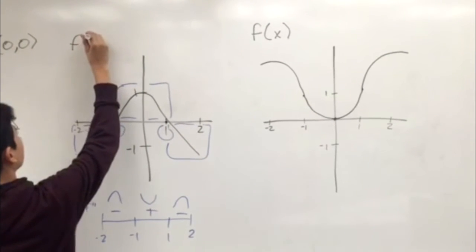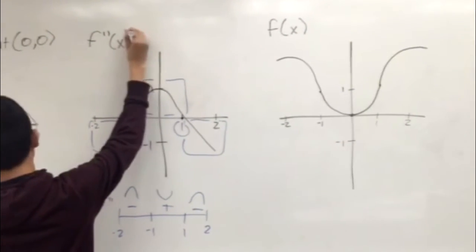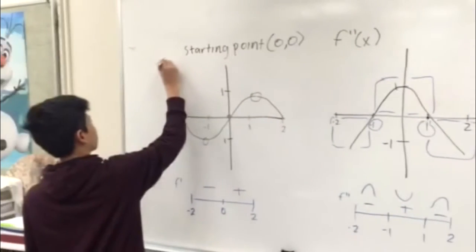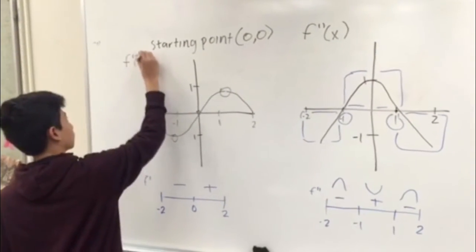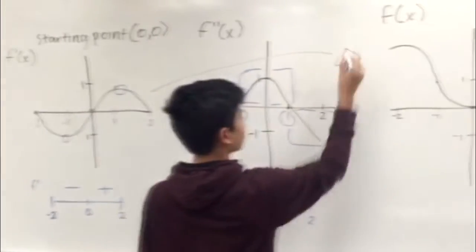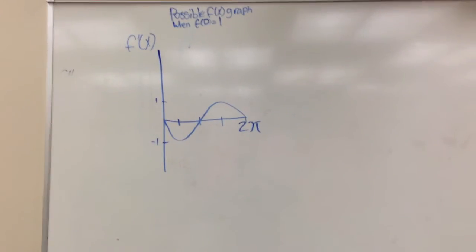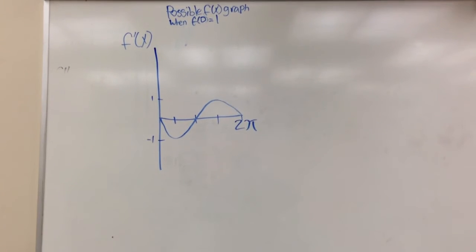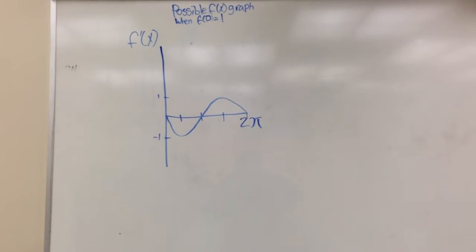This is the second derivative graph. And this one's the first. So yeah, that's how you graph antiderivatives. Here's another example of how to graph antiderivative graphs.